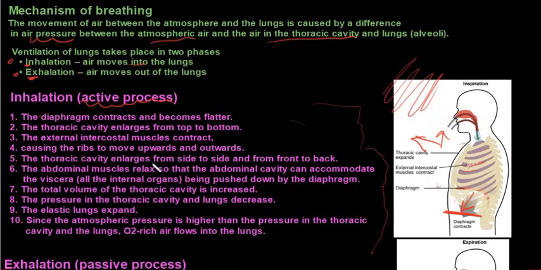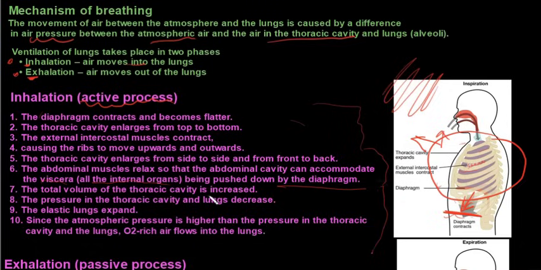So the thoracic cavity enlarges from side to side and front to back. The abdominal muscles relax so that the abdominal cavity can accommodate the viscera. So the viscera is all the internal organs, and this is being pushed down by the diaphragm. So the diaphragm is actually going to press down on those internal organs. And then the total volume of the thoracic cavity will increase because everything has now expanded.